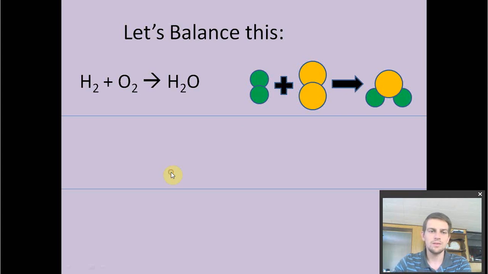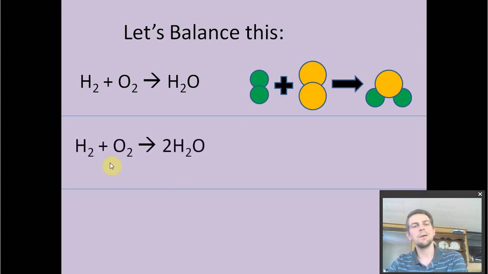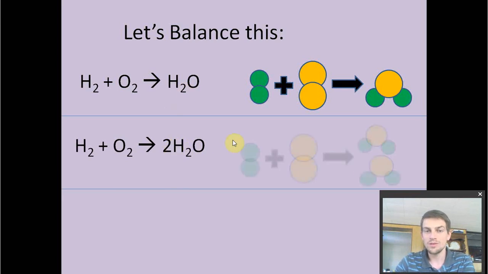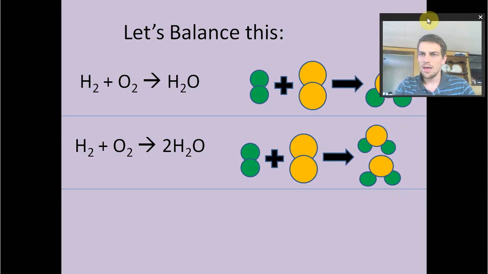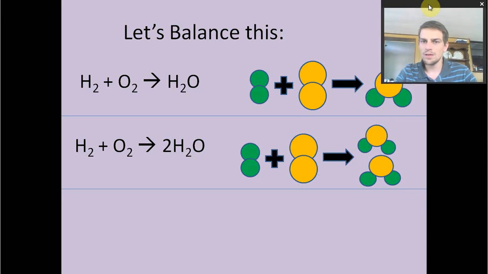We'll add a 2 in front of that H2O to make it so we have 2 water molecules. And then our diagram would look something like this. And now we have 2 yellow on the left, 2 yellow on the right, 2 green on the left, but oh no, there are 4 greens on the right now. We have 4 hydrogen atoms over on the right-hand side. And so what we have to do now is find a way to balance that out.